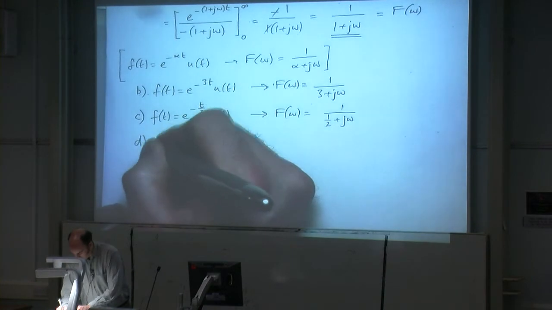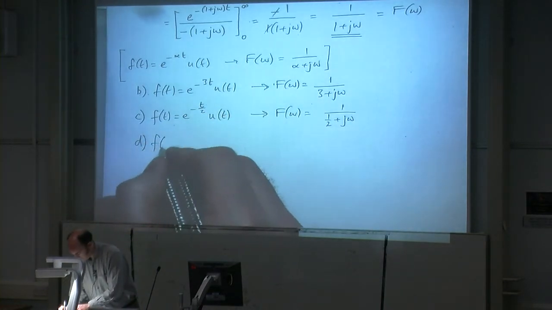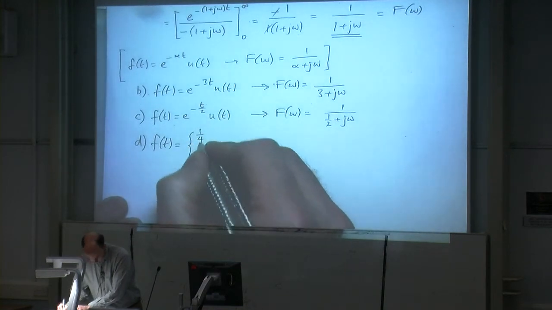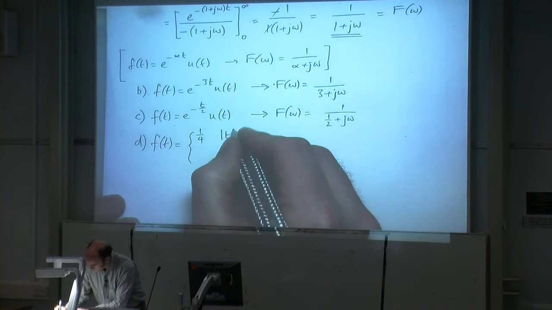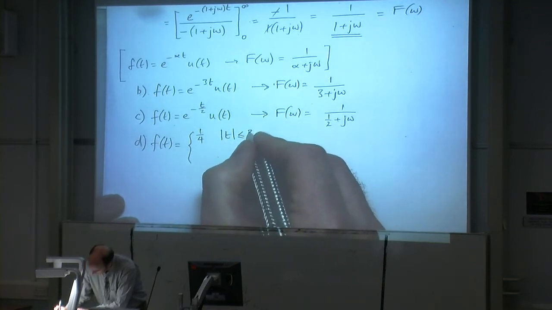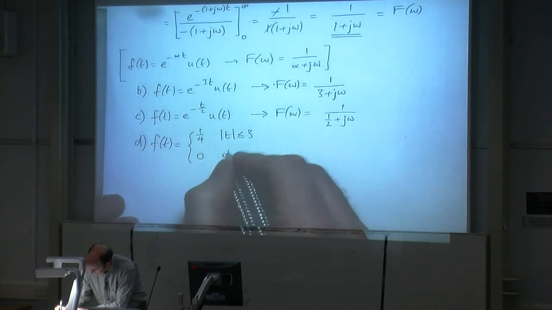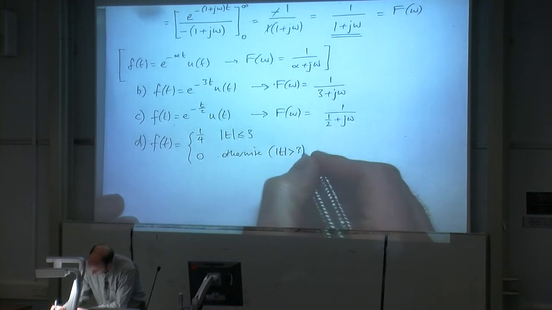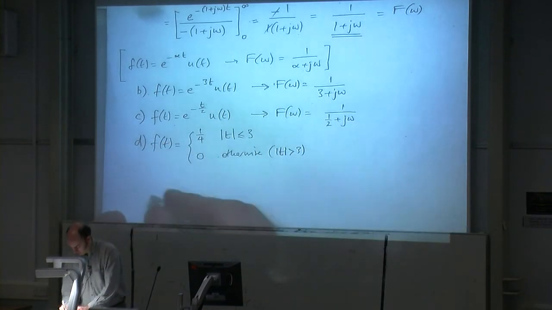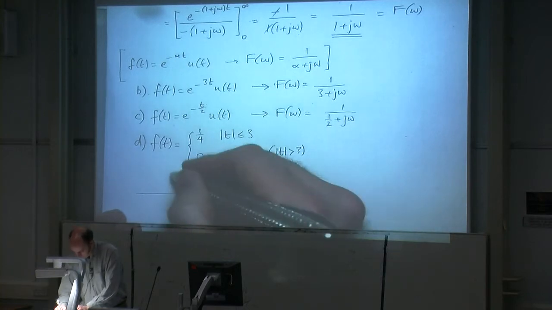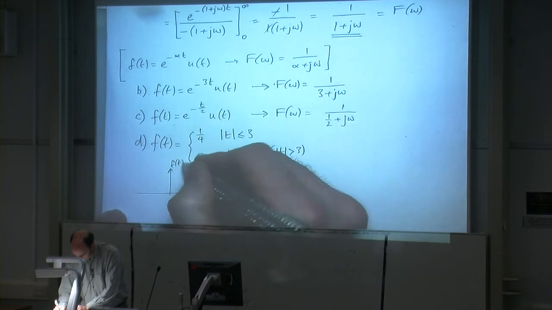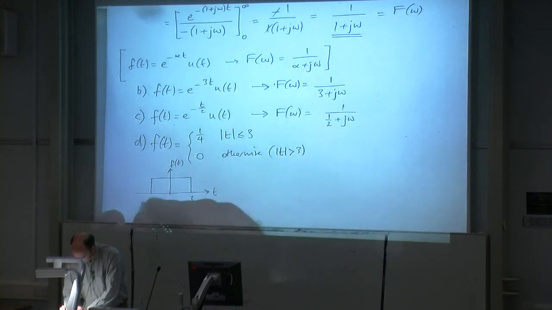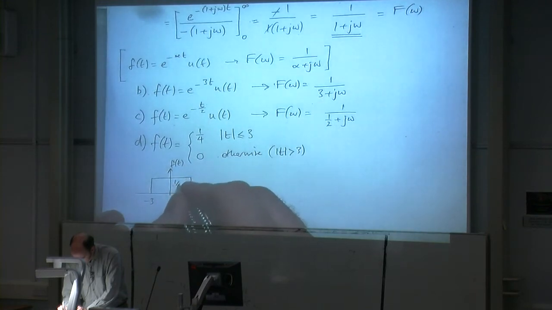In part D, we've got a slightly different problem. We've been given to find f of t, and f of t is going to be 1 divided by 4 when the absolute value of t is less than or equal to 3, and it's 0 otherwise, absolute value of t is greater than 3. So this is quite clearly a rectangular function. If this is the time, and here we've got f of t, we have something that looks a little bit like this, where this is 3, this is minus 3, and the value at this point is 1 divided by 4.